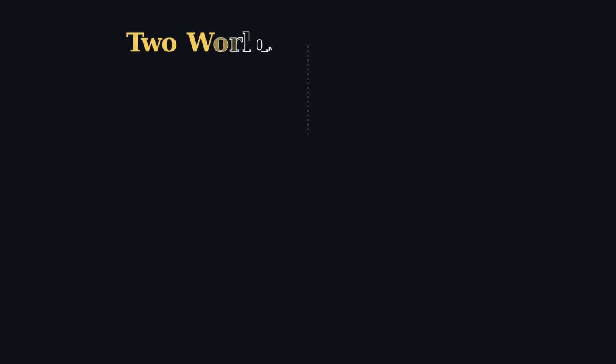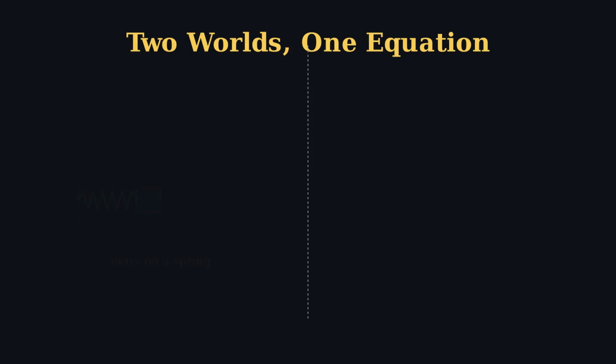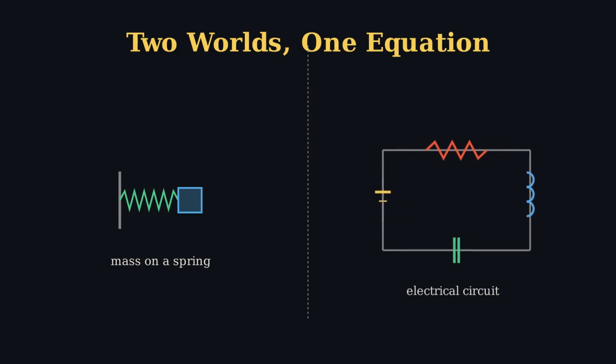Here's something that feels almost like a magic trick. On one side, a weight bouncing on a spring. On the other, an electrical circuit. No moving parts, just current sloshing back and forth. Two completely different worlds. And yet, if you write down the math, you get the very same equation, letter for letter. Let's start with the spring.